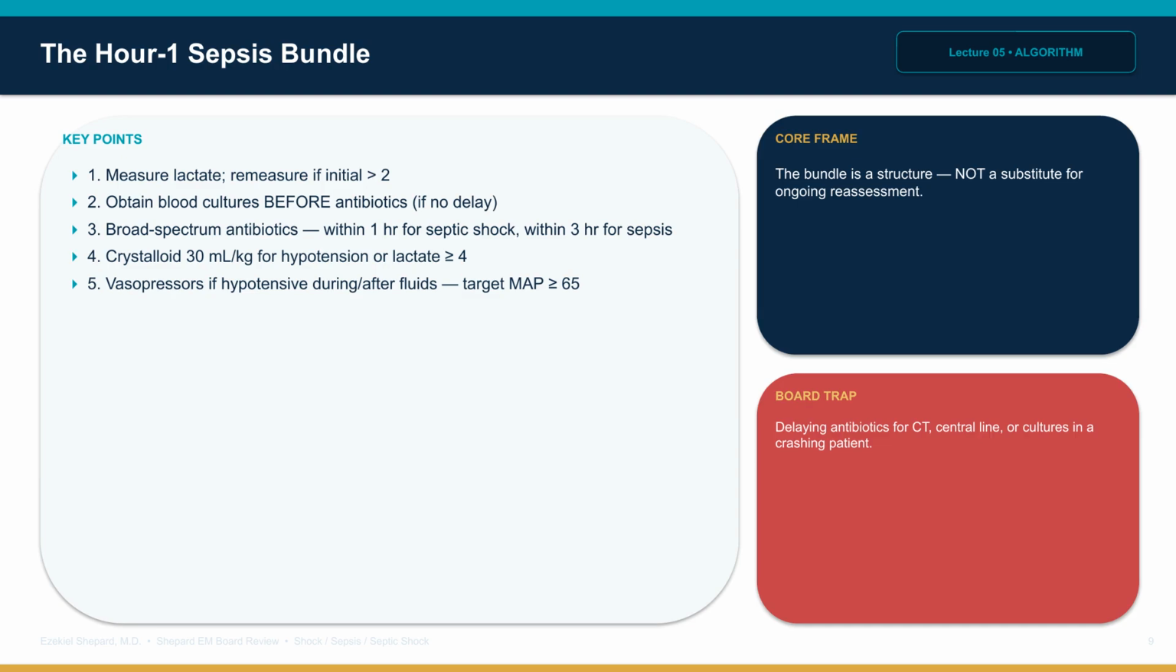Fourth, begin rapid administration of 30 milliliters per kilogram of crystalloid for hypotension or a lactate of 4 or greater. Fifth, start vasopressors if the patient remains hypotensive during or after fluid resuscitation with a target mean arterial pressure of at least 65. The bundle is a structure, not a substitute for ongoing reassessment.